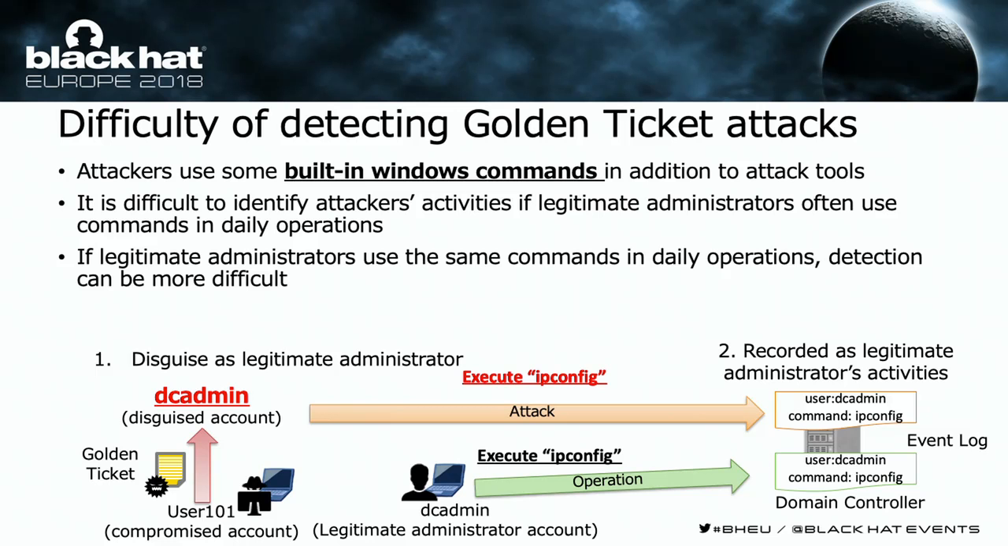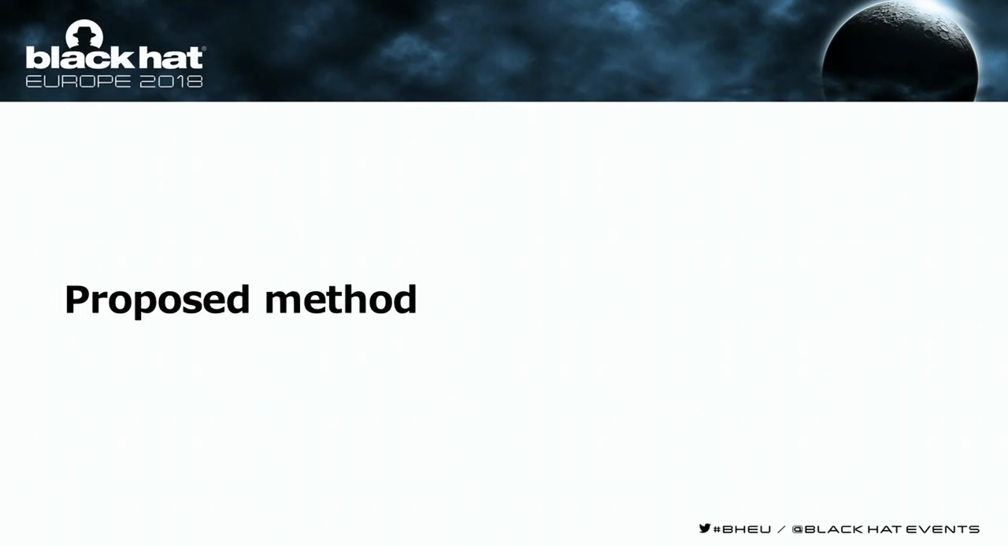Sometimes attackers use built-in Windows commands in addition to attack tools. For instance, in this case, an attacker impersonates a domain administrator, DC admin, and then remotely accesses the domain controller and executes Windows commands such as ipconfig. And these activities are recorded in the domain controller's event logs, but if a legitimate domain administrator also uses the same commands, it is difficult to differentiate attackers' activities from normal operations from event logs.